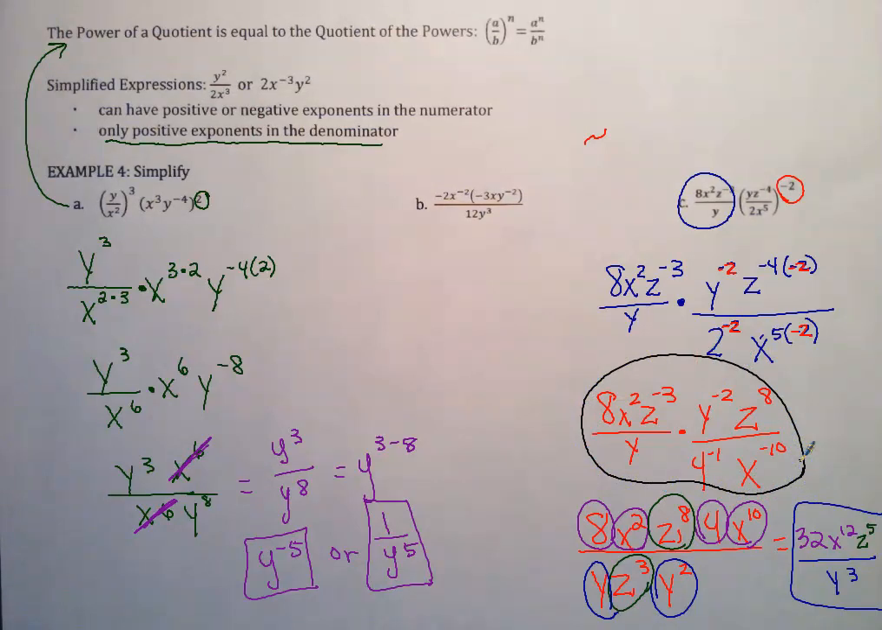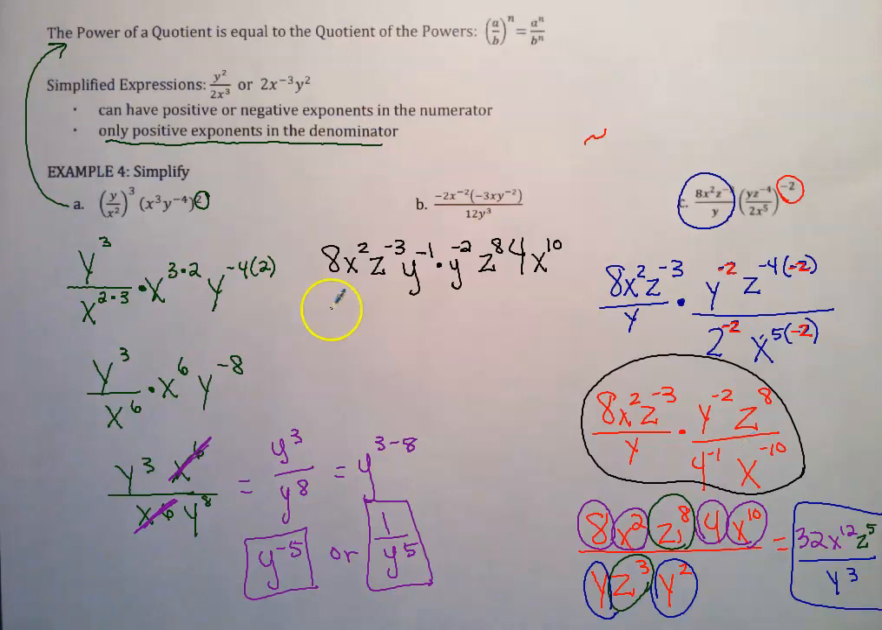I don't want to confuse anybody, but if it would be easier for you, you could say this is 8x squared z to the negative 3 y to the negative 1. You could bring it up, and you could do the same thing over here. You could leave everything, so then we'd have y to the negative 2, z to the 8th, 4 to the 1 power, and x to the 10th power. Because when we bring it up, we flip the sign to the opposite sign.